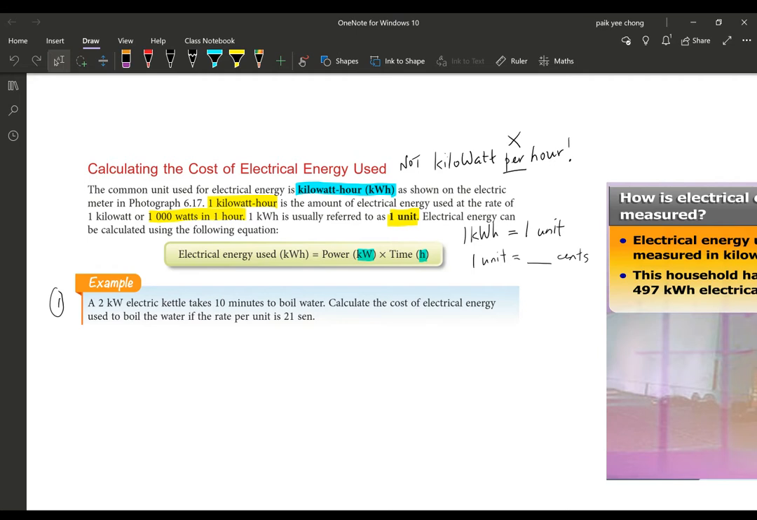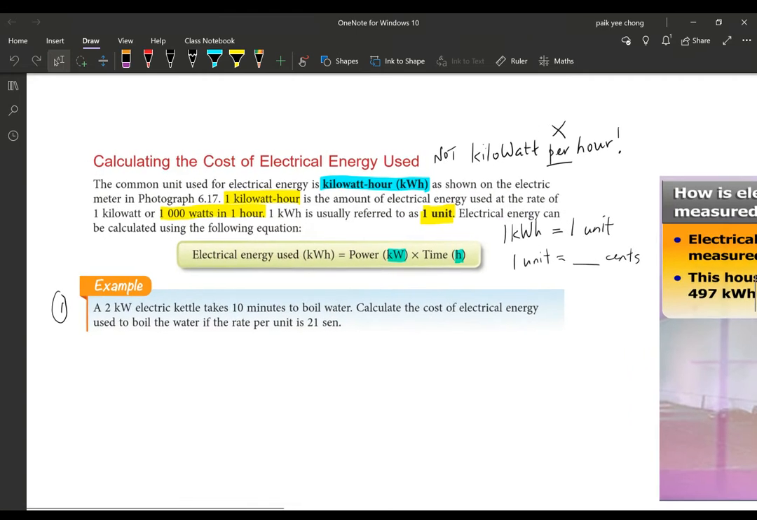Now, how do we calculate the cost of electrical energy, how much electrical energy is used? Okay, how do we count it? How do we measure it? So the unit that we use for it is called kilowatt hour. Okay, so you can see here kilowatt hour.